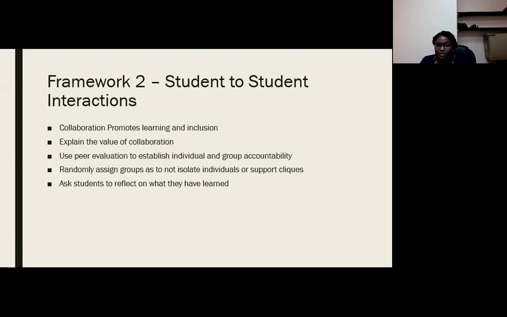Randomly assign groups as to not isolate individuals or support cliques. When you talk about inclusive classrooms, a lot of the material is around making sure students aren't isolated and that you're including everybody. I also make sure that I don't support the cliques in my classroom, right? Because I could put all of my loners together in a group, right? But it'd be so much better if I could spread out all the groups that are in the class.